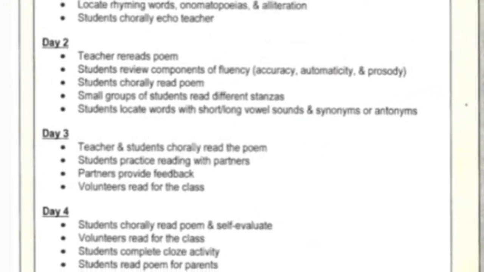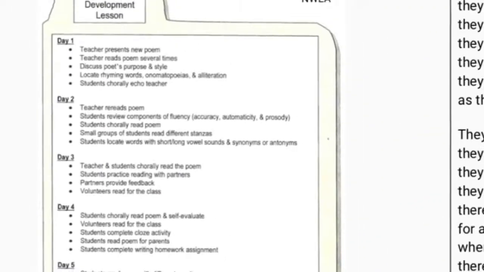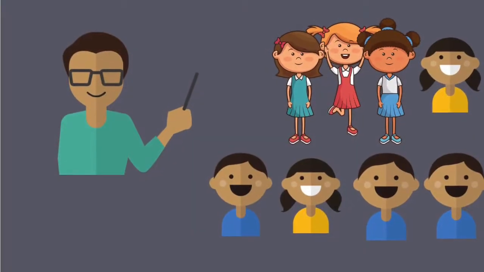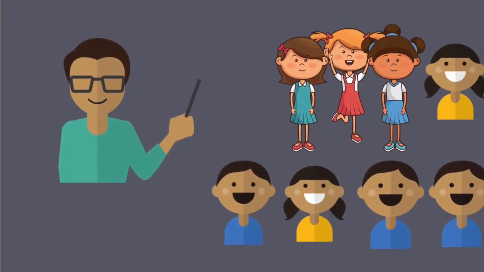On day 3, the teacher and students chorally read the poem. Students practice reading with partners. Partners provide feedback, and volunteers read for the class.